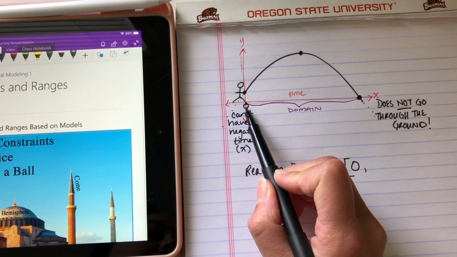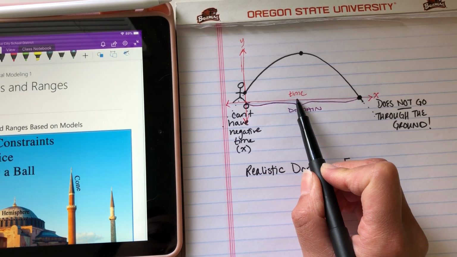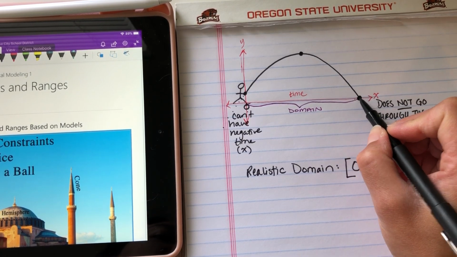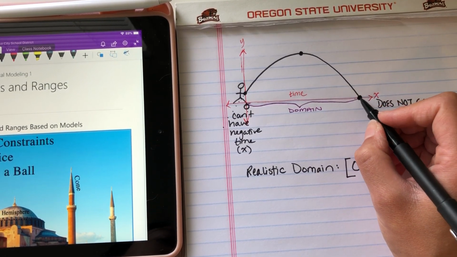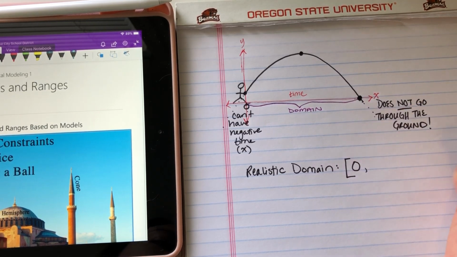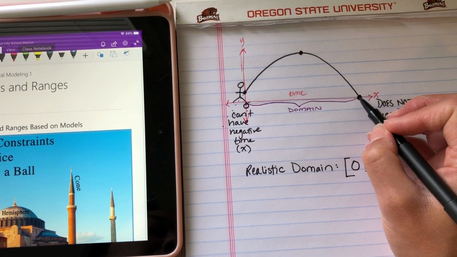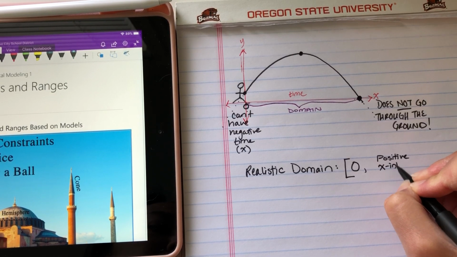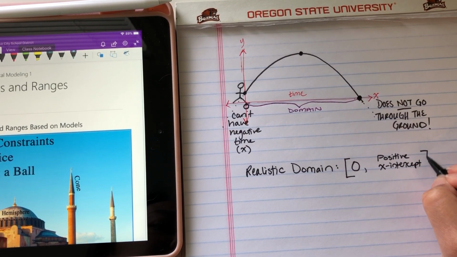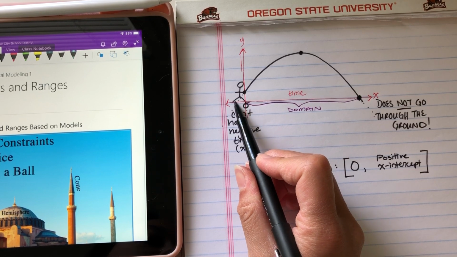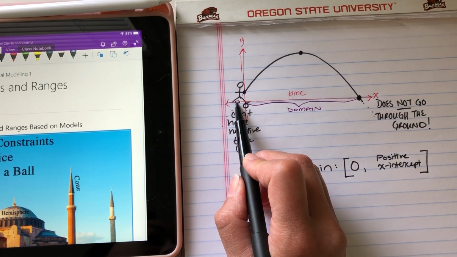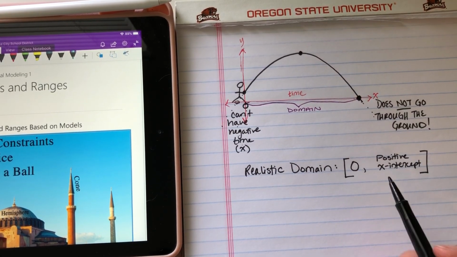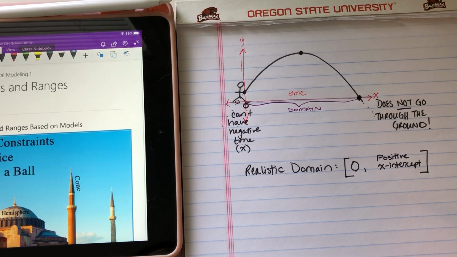Okay, so my realistic domain is going to start at 0, and then the ball is taking its flight, and then it comes back down and it hits the ground. So we know how to find this point here. This is called an x-intercept. We've done this a million times, right? So it's going to go from 0 to this x-intercept, and I'm going to call it the positive x-intercept. And the reason I'm going to say that is because there's two x-intercepts. There's one here and there's one here. But we know that's a negative value and you can't have negative time. So our realistic domain is always going to be from 0 to the positive x-intercept.